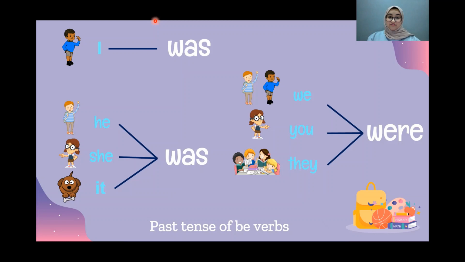Let us check the different subjects with the different be verbs. We said that I takes am in the present, but in the past, it takes was. Okay? He, she, it used to take is in the present, but in the past, they also take was. So we say he was, she was, it was. Over here, we have we, you, and they. In the present, they used to take are, but in the past, they take were. That's very simple, right? They are basically 2 be verbs.